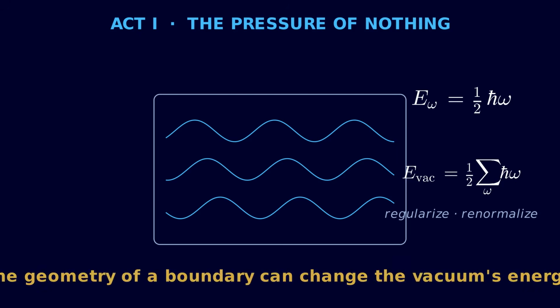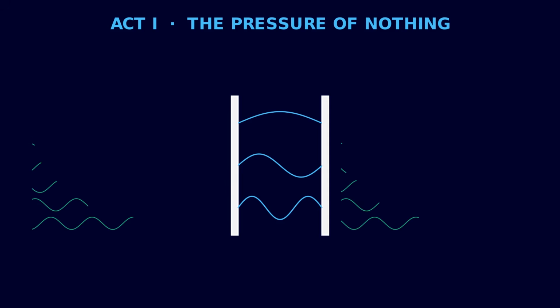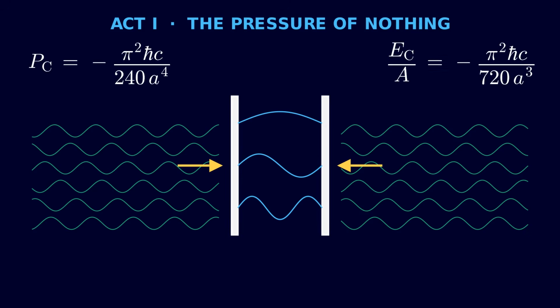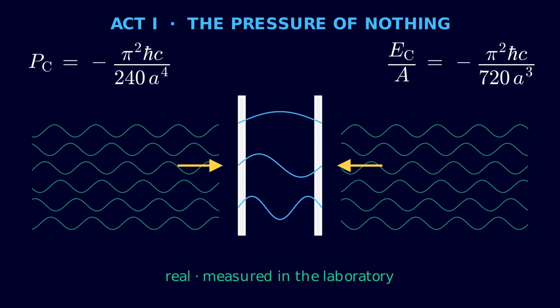But one extraordinary fact survives the calculation. The geometry of a boundary can change the vacuum's energy. This is the Casimir effect. Place two conducting plates extremely close together. Between the plates, only certain wavelengths fit. Outside, a different collection of modes is available. The mismatch produces a real, measurable force, a negative pressure that pulls the plates together, scaling as the inverse fourth power of their separation. The Casimir effect is real. It has been measured in the laboratory.